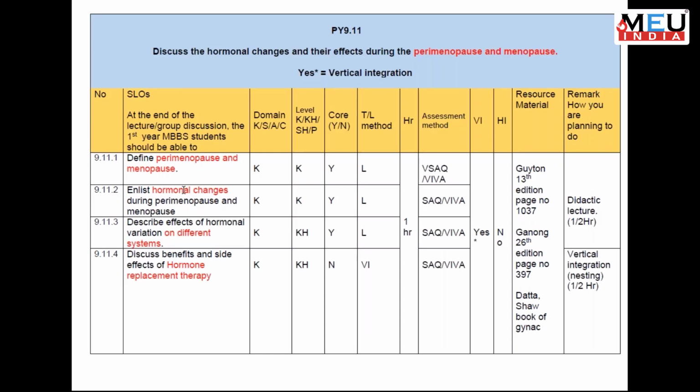Coming towards the 9.11 competency, discuss the hormonal changes and their effects during perimenopause and menopause. So first one will be define perimenopause and menopause. Second is enlist hormonal changes during perimenopause and menopause. Third will be describe the effects of hormonal variation on different systems. And last one will be discuss the benefits and side effects of hormone replacement therapy.